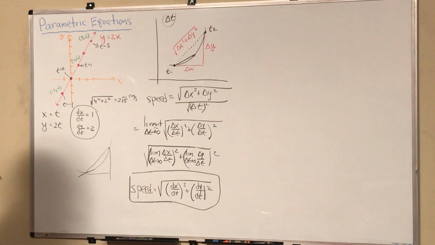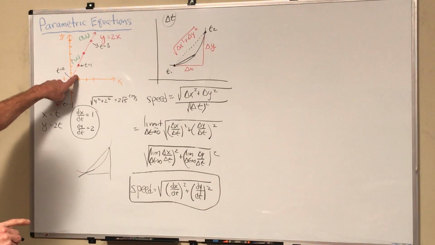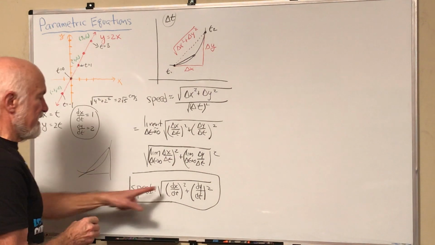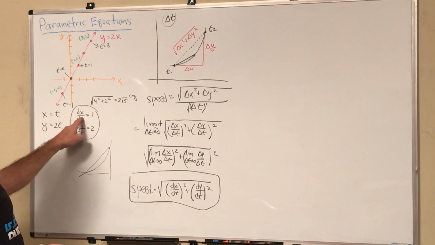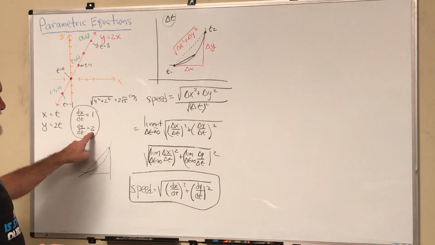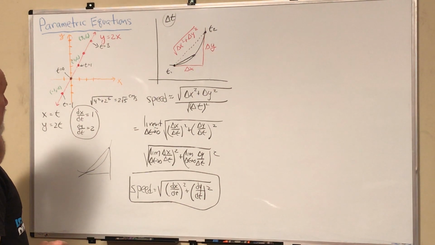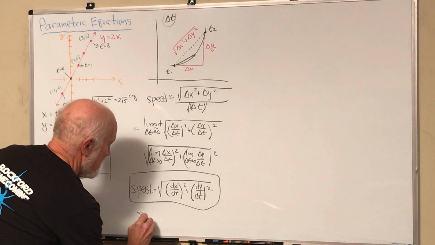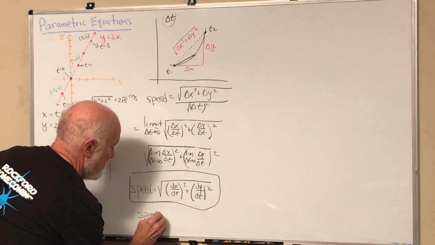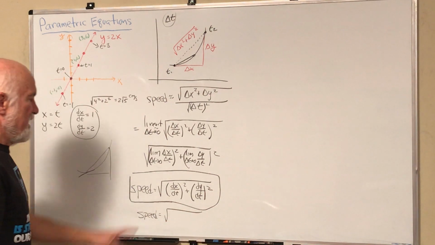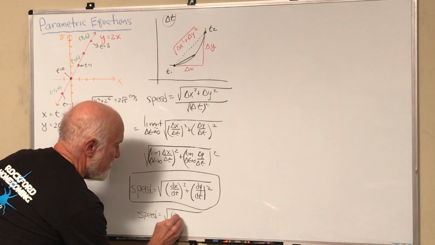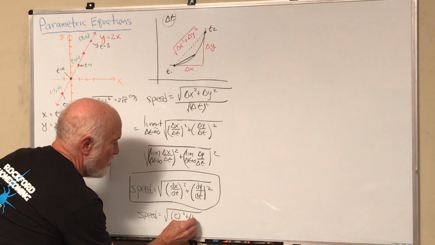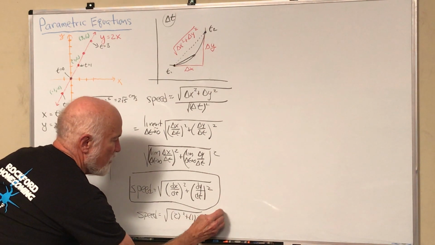Now, later on, I'll give you an example. But for right now, on this problem right here, could we do it? Yes, dx/dt is 1, dy/dt is 2. So the speed would be the square root of 2 squared plus 1 squared, which is the square root of 5.